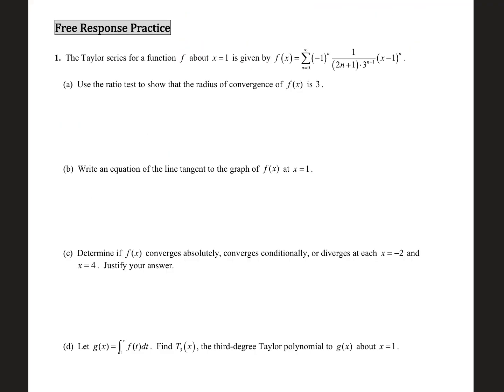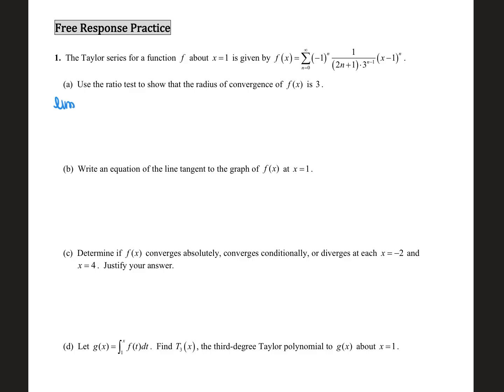Okay, these are looking like what the FRQ should look like. Part A says, use the ratio test to find the radius of convergence is 3. Again, as we discussed earlier, there are no factorials here, so we know that it's going to have a finite radius of convergence, and looking right here at the geometric piece, we can see that the radius of convergence is going to be equal to 3. That works on a multiple choice, but on an FRQ you must show it.